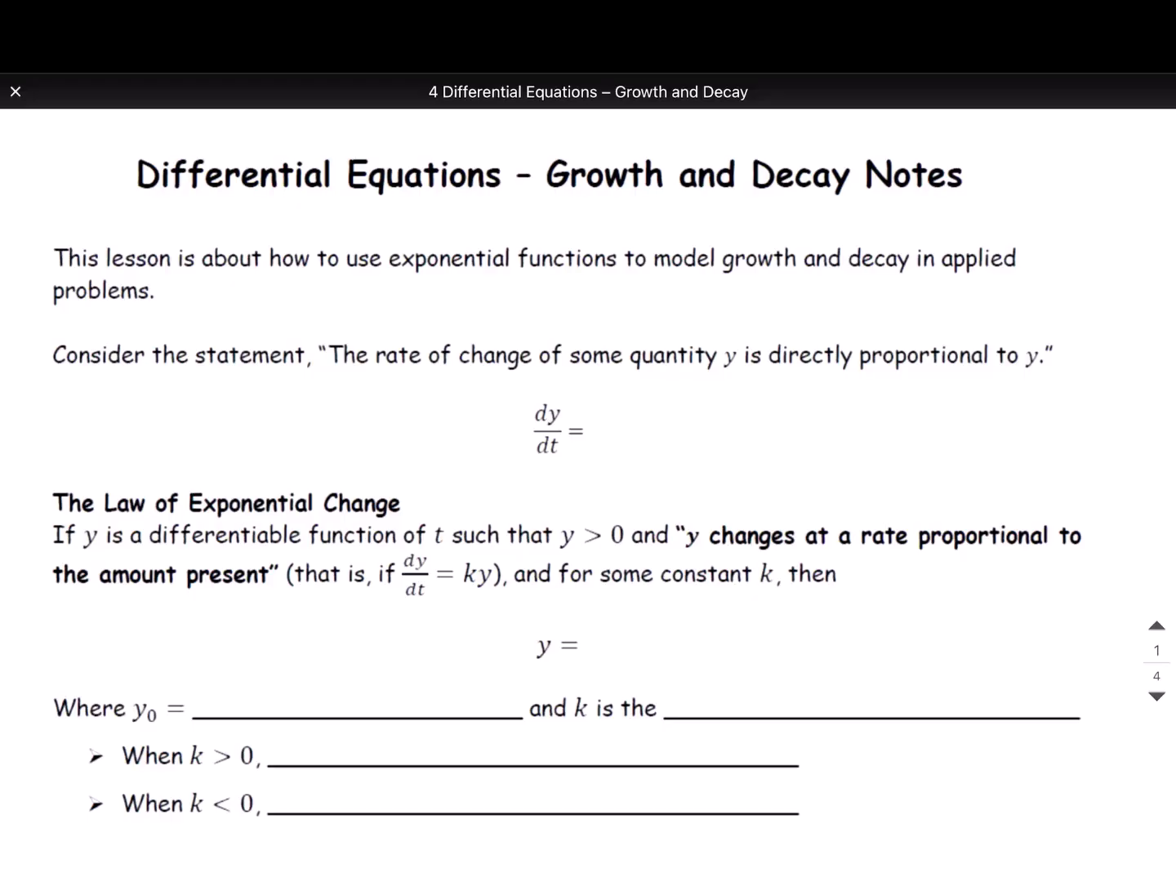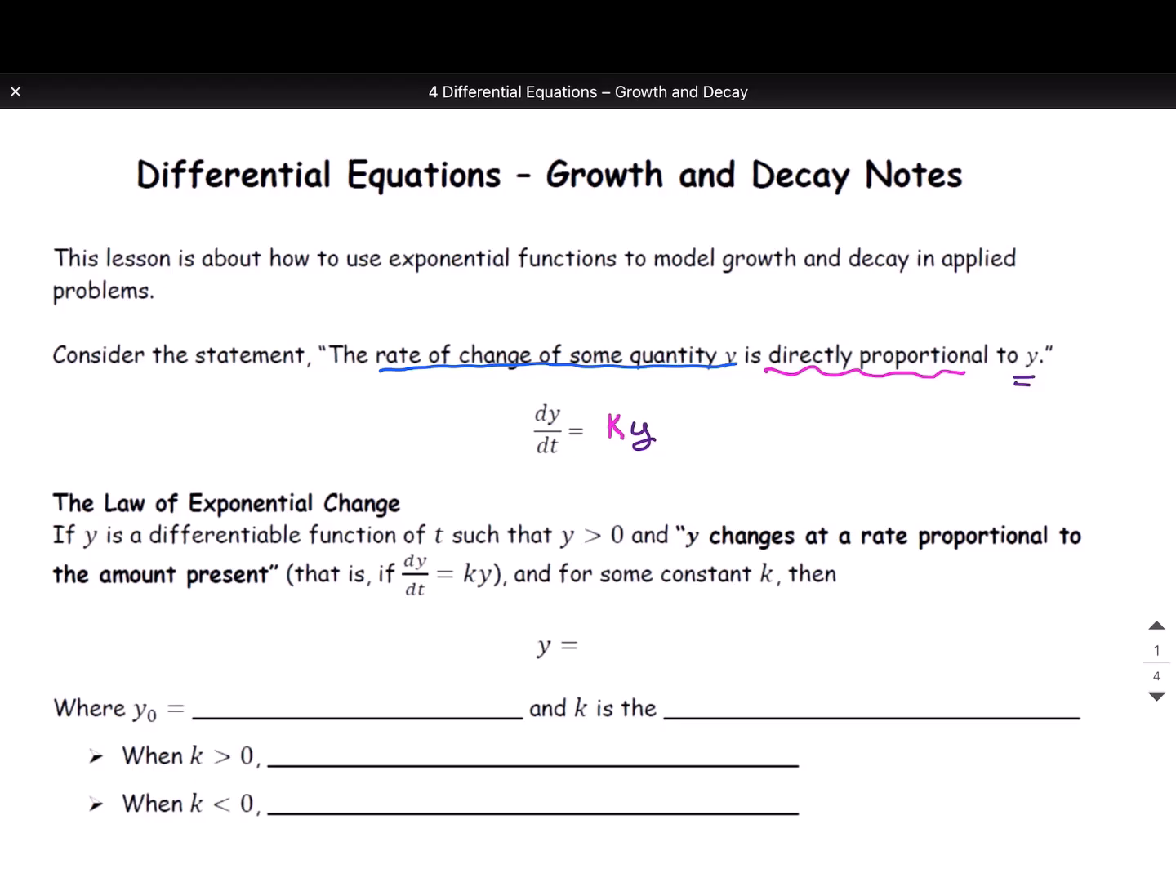So let's consider the statement: the rate of change of some quantity y, dy dt, is directly proportional to, we write equals a constant, and it's directly proportional to y. So dy dt equals ky.